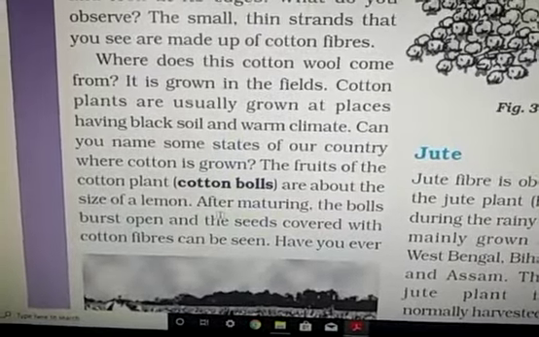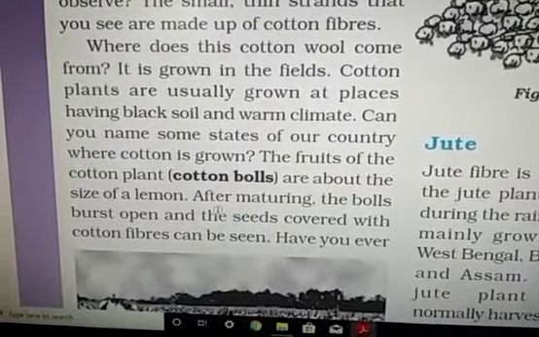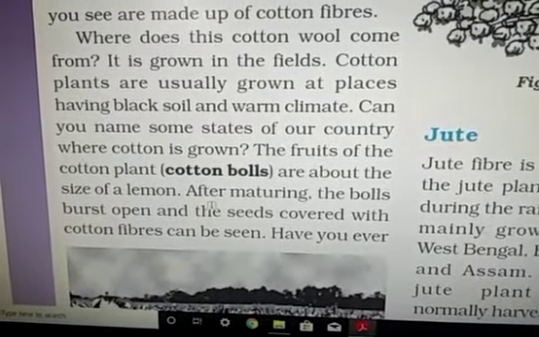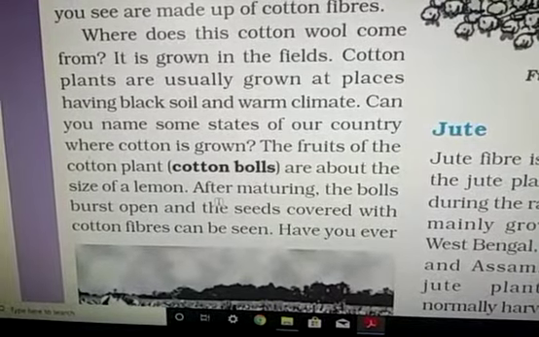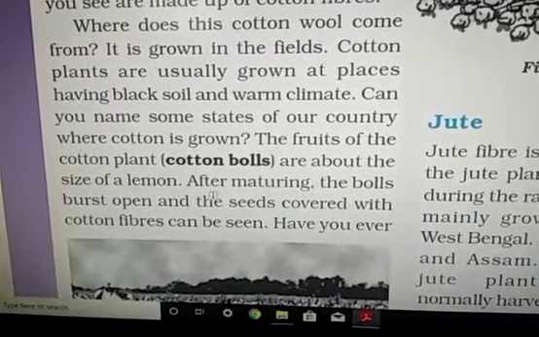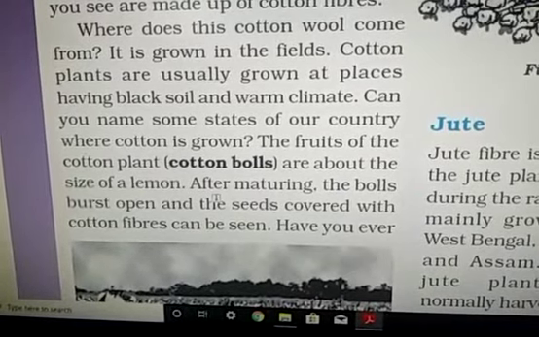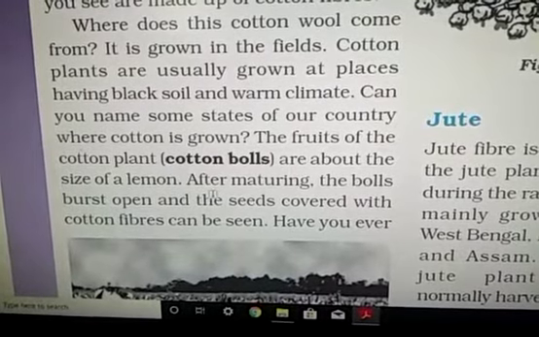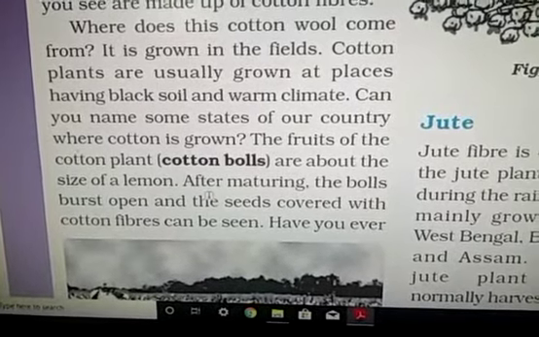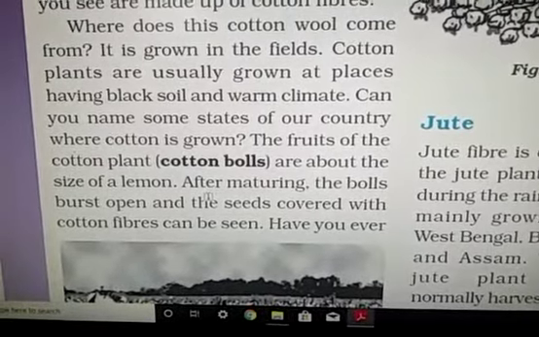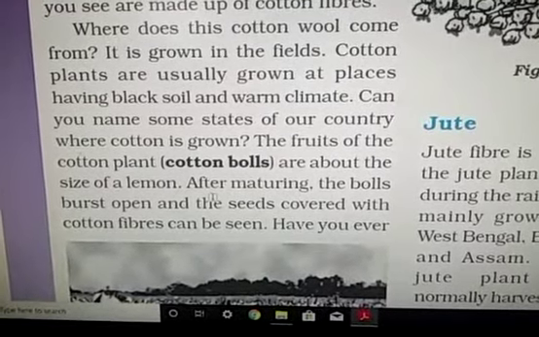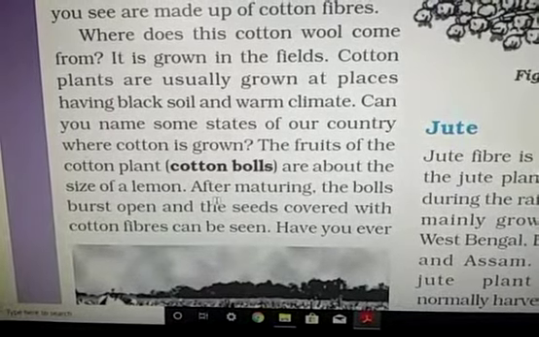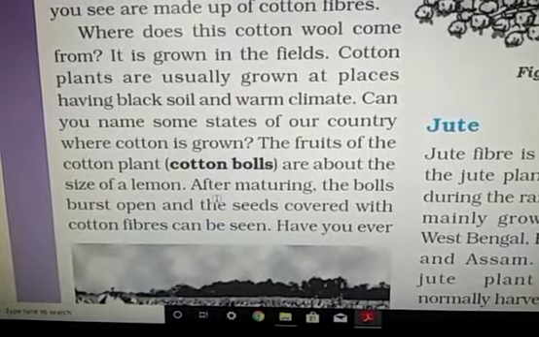So the cotton plant is usually grown at places having black soil and warm climate. So what are the conditions in which the cotton plant can be grown? Soil should be black and climate should be warm. Can you name some states of our country where cotton is grown? So the southern states of our country grow cotton.